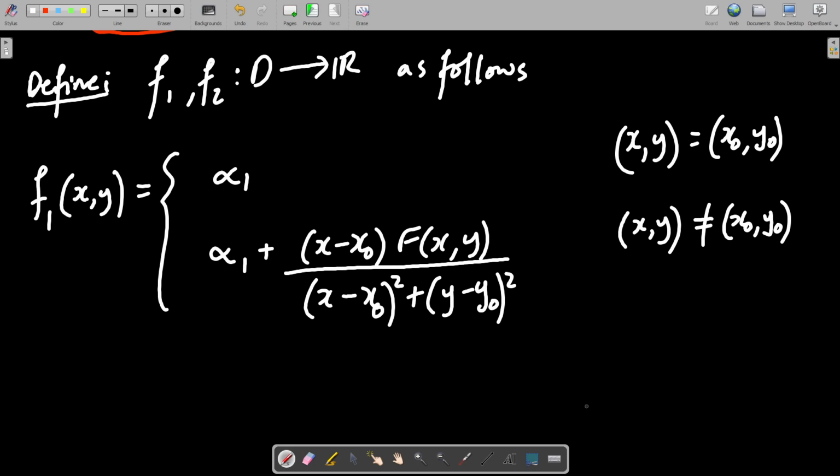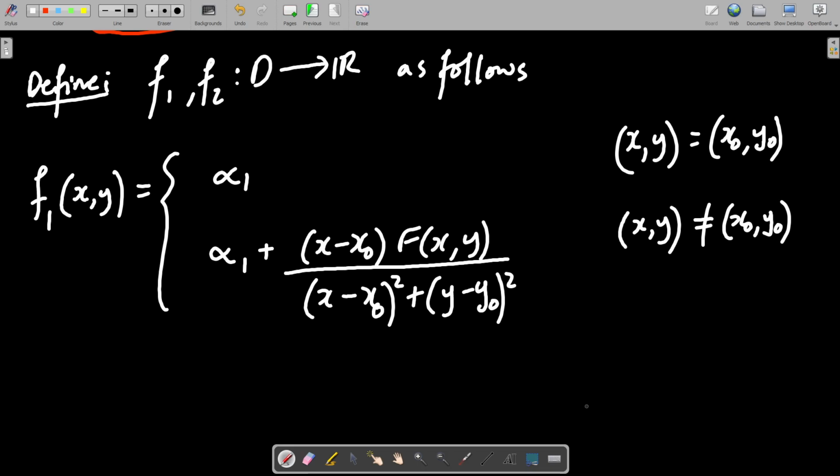So this being said, observe that it's a constant value alpha 1 at xy equal to x naught y naught. It takes the value alpha 1 plus something big at other points. So we'll have to show that this function is continuous after some time. That's going to be one of our tasks.